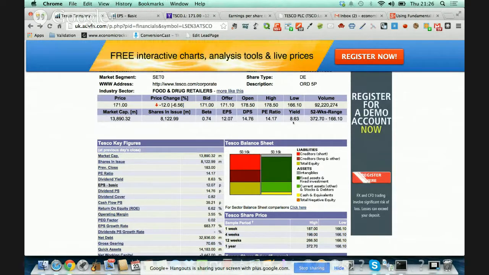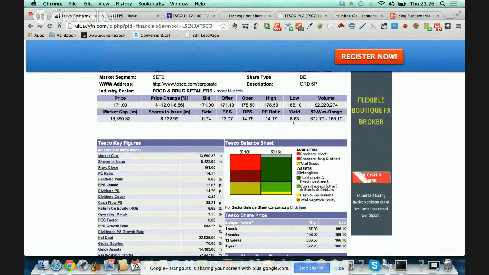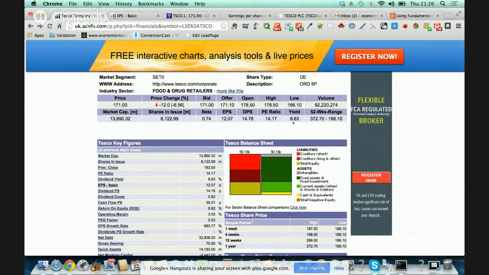That is phenomenally high, especially when you compare it against the risk-free interest rate. The risk-free interest rates in America and the UK are less than 0.5%. So according to this, it's good to put your money into Tesco, because they will give you a very good yield of 8.63. Okay.